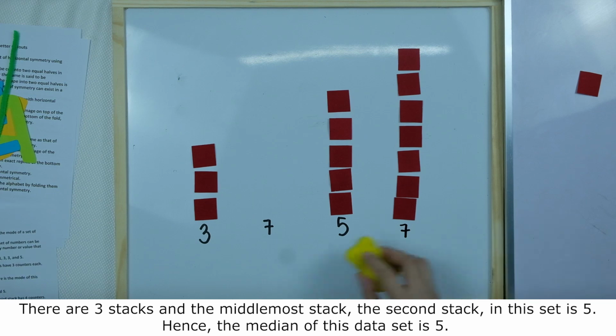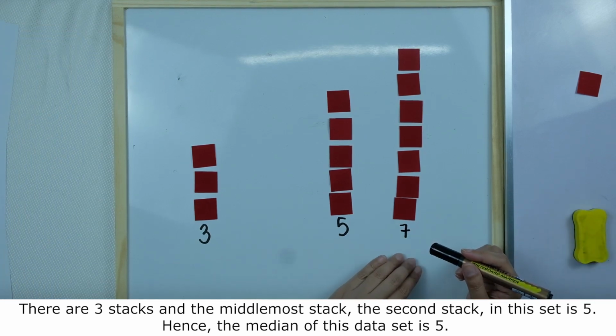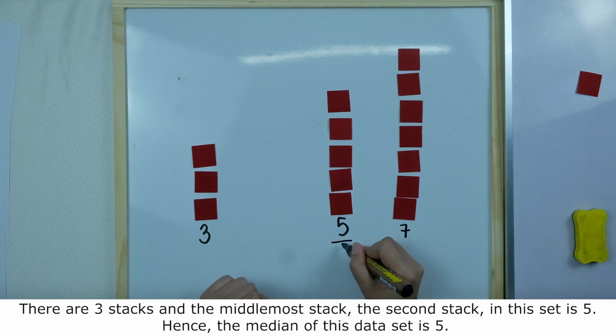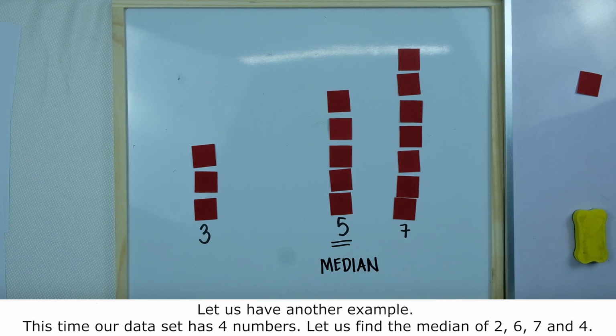So to find the middlemost value, since there are 3 numbers in our data set, the middlemost value is therefore 5. Therefore, the median of this data set is 5. Let's go to our next example.